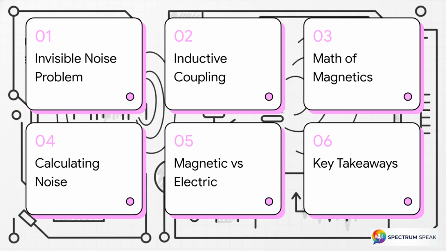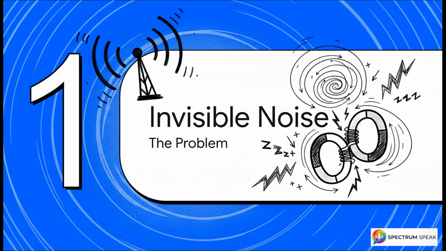Here's our roadmap for today. We'll cover 1. The invisible noise problem, 2. Inside inductive coupling, 3. The math of magnetic coupling, 4. Calculating noise step by step, 5. The magnetic v electric gotcha, and finally, 6. Key takeaways and our outro. All right, let's jump right into part 1, the invisible noise problem.